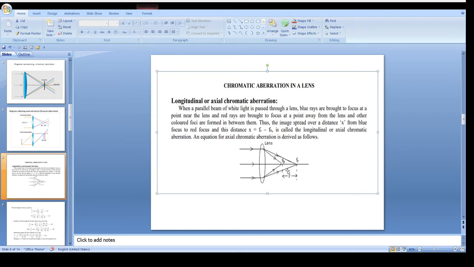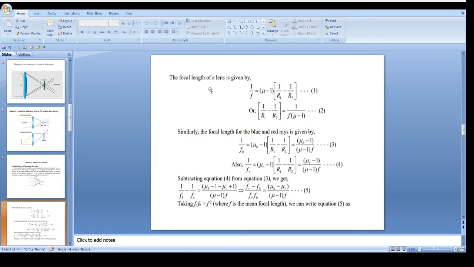An equation for axial chromatic aberration is derived as follows. The focal length of a lens is given by 1 divided by f equals (mu minus 1) into the bracket [1 divided by r1 minus 1 divided by r2]. This is the first equation. This term we can take: 1 divided by r1 minus 1 divided by r2 equals 1 divided by (mu minus 1) f. This is the second equation.